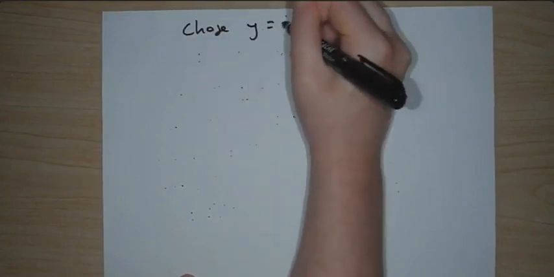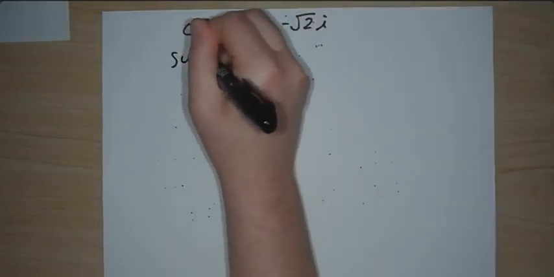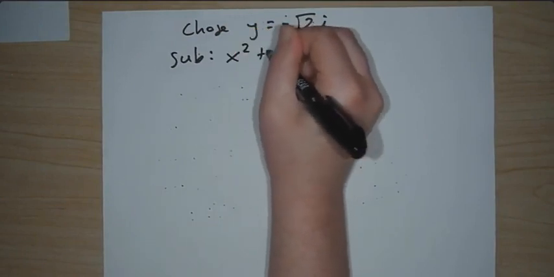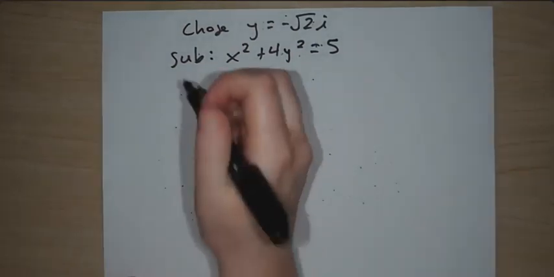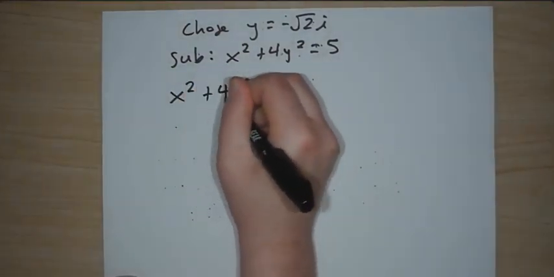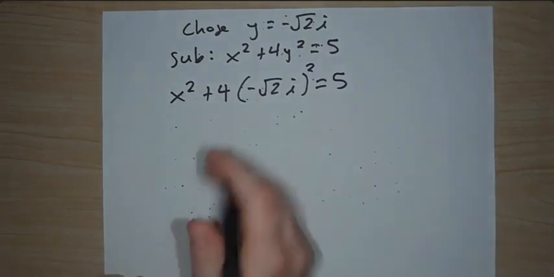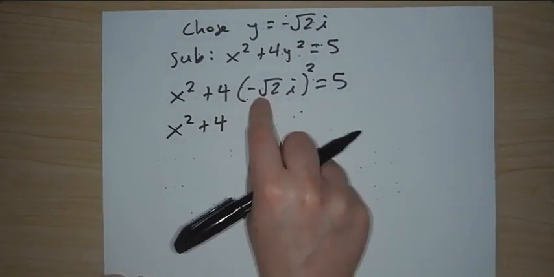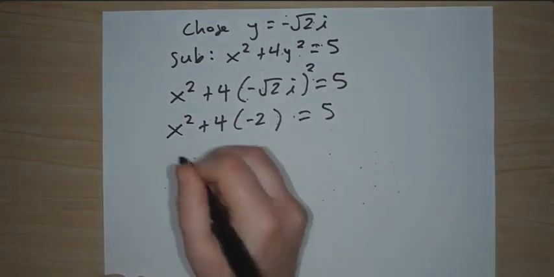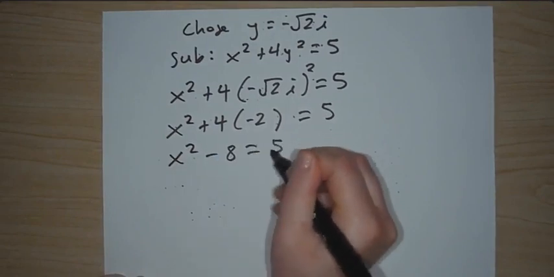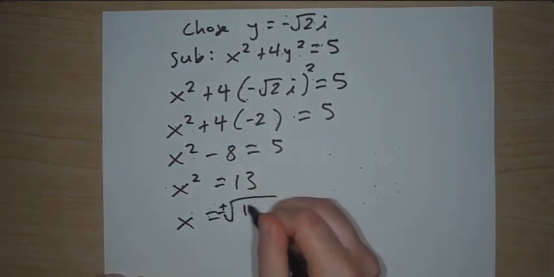So we chose our y is equal to our negative square root of 2i, because it was positive and negative, if you don't remember. And then we're going to sub into the same exact equation we did before. x squared plus 4y squared is equal to 5. So this is x squared plus 4 times negative square root of 2 times i squared is equal to 5. So x squared plus 4, and this negative will go away after it's squared, and so it just simply becomes, again, -2 is equal to 5. So we have x squared minus 8 is equal to 5, which is x squared is equal to 13, which is x is equal to positive negative square root of 13.